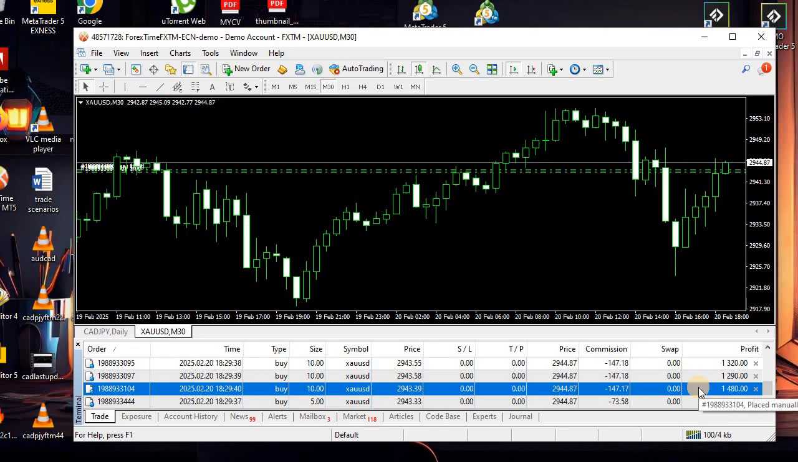You go to that particular trade. You can do this on either MT5 or MT4. It will still work. You double click on the trade, on the particular position.